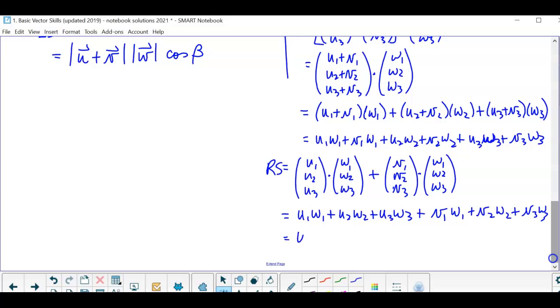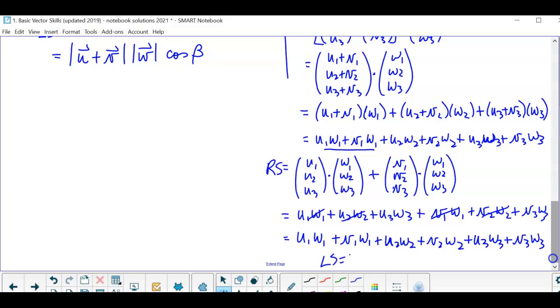So I'll just rearrange. The U1s, and all the W1s, sorry, are together. That's what they are there. So now we've done that. And then the 2s, and that, and then the 3s. Left side equals right side. Done.